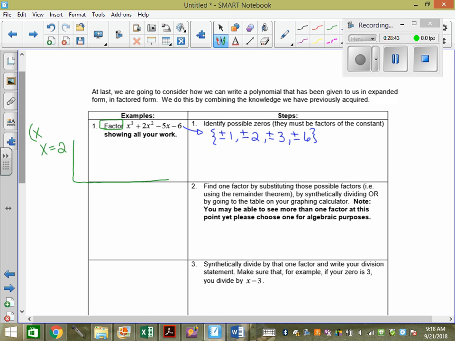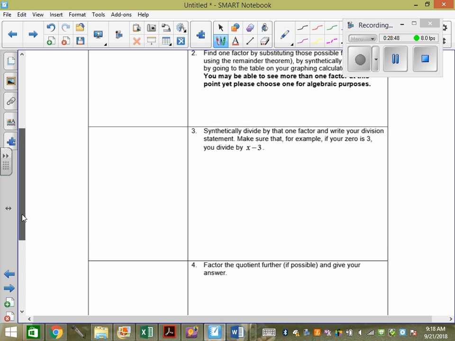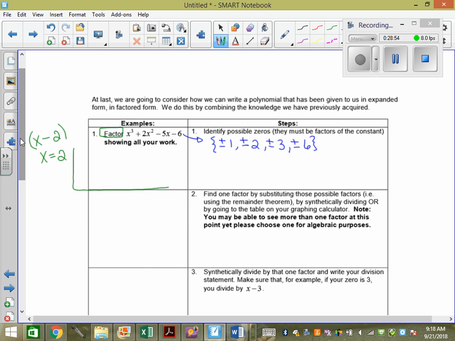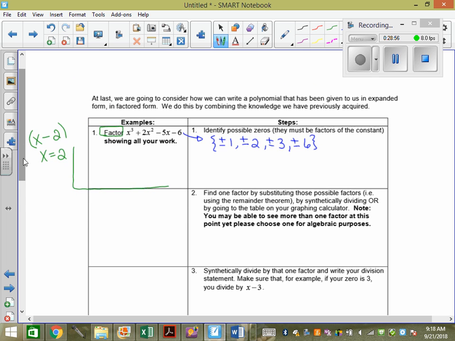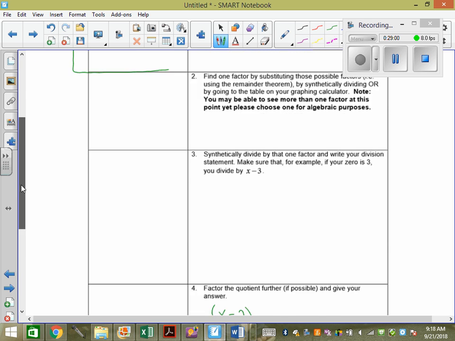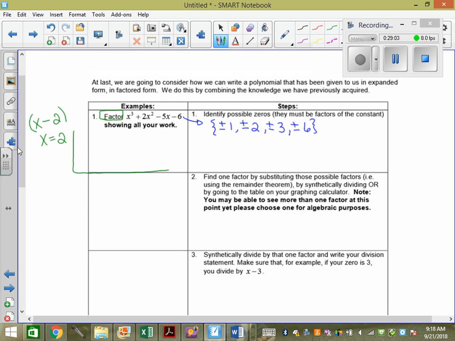X minus 2. And I'm going to go right to the end, and I'm going to put x minus 2 as one of my factors. Why? Because that's the one everyone forgets to write, because it's up here. So I go right at the end, and I put x minus 2 so that I have it right away. Because everyone remembers to rewrite the factors that are at the bottom of the synthetic division. They just forget the top one. See how that's possible to do?